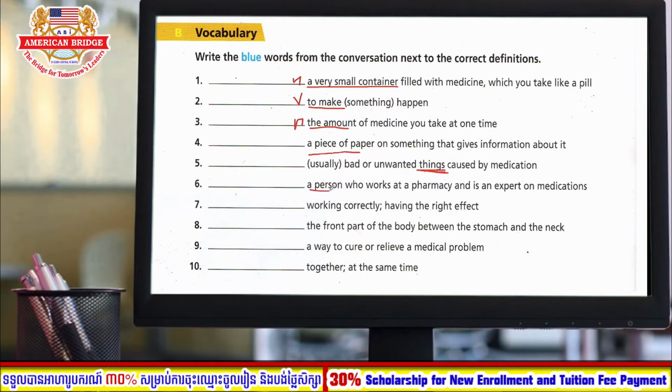A person can be a noun. "Working correctly" can be an adjective. "The front part of the body" is a noun. "The way to cure or relieve a medical problem," again a noun. "Together or at the same time" can be an adjective or adverb. So this is the first step: you need to figure out the part of speech of the definitions, and then try to guess the meaning of those words.